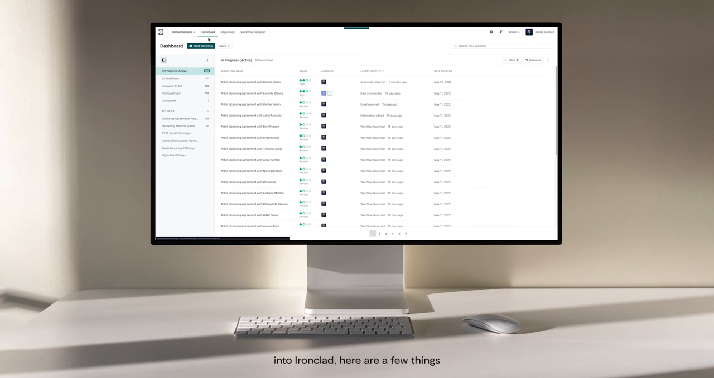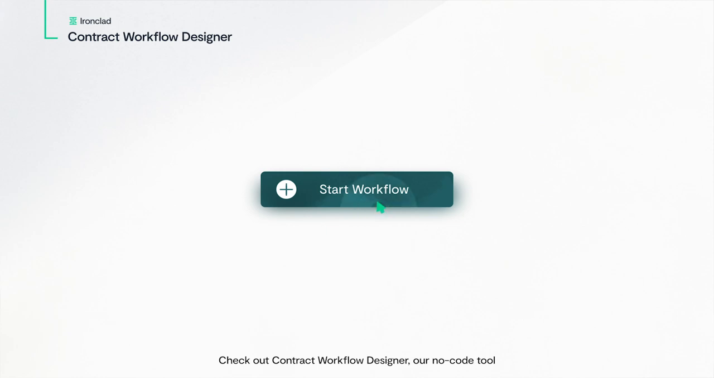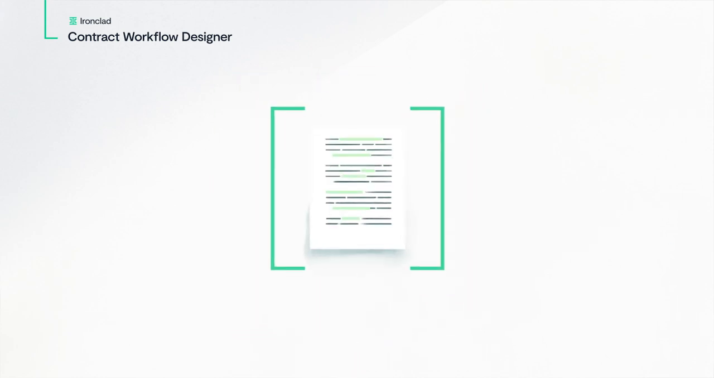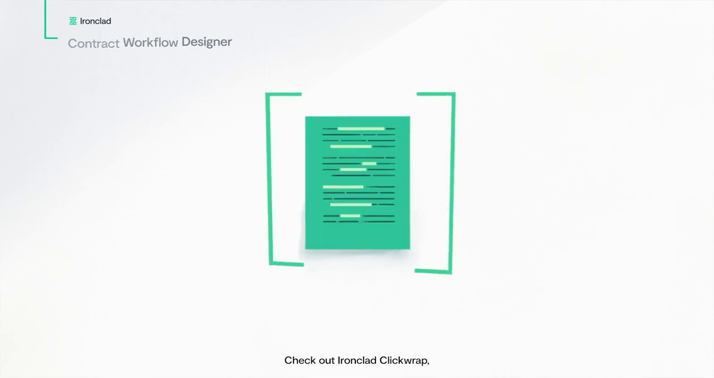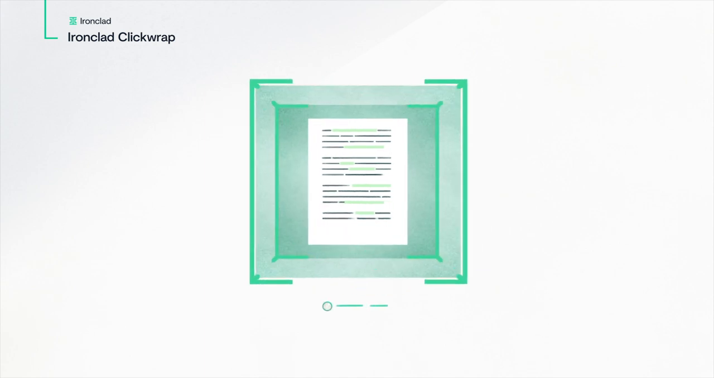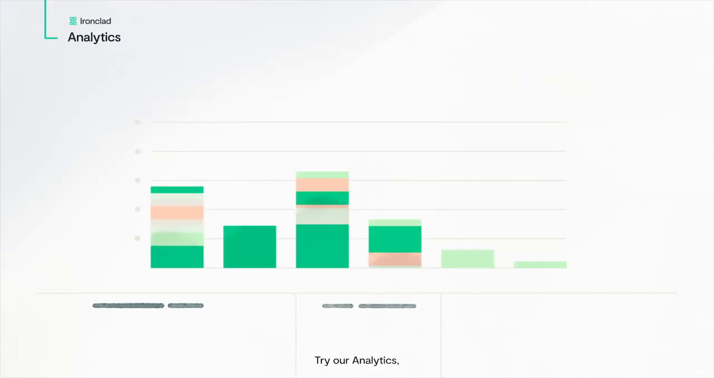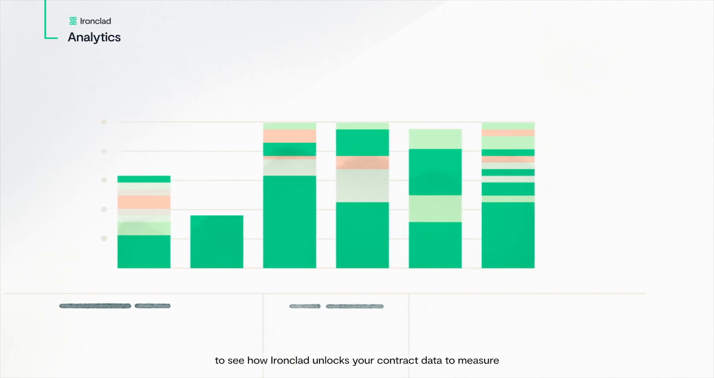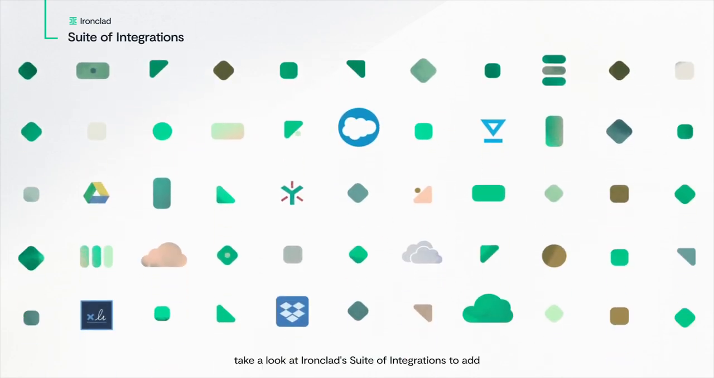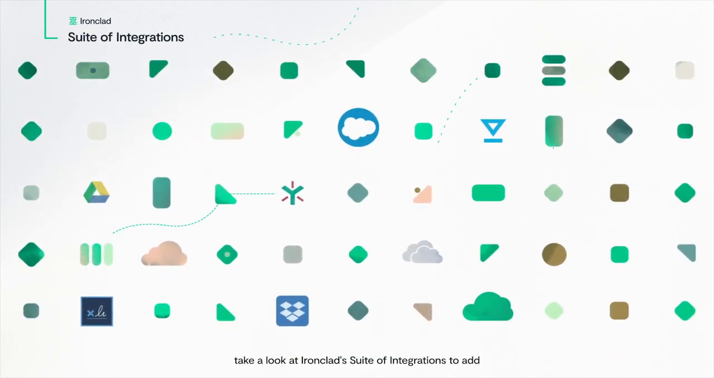If you'd like to go deeper into Ironclad, here are a few things you might be interested in. Check out Contract Workflow Designer, our no-code tool for building contract templates and processes. Check out Ironclad ClickWrap, the most powerful, most enforceable method for digital click-to-accept agreements. Try our analytics to see how Ironclad unlocks your contract data to measure and improve contracting, risk management, and strategy. And finally, take a look at Ironclad's suite of integrations to add contracting to your other core business software.